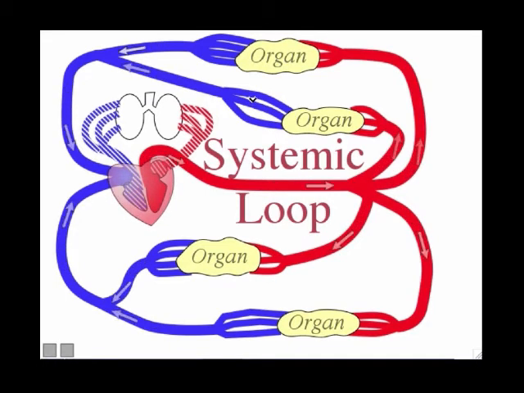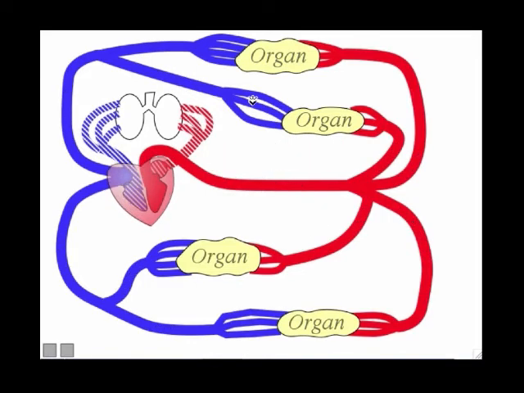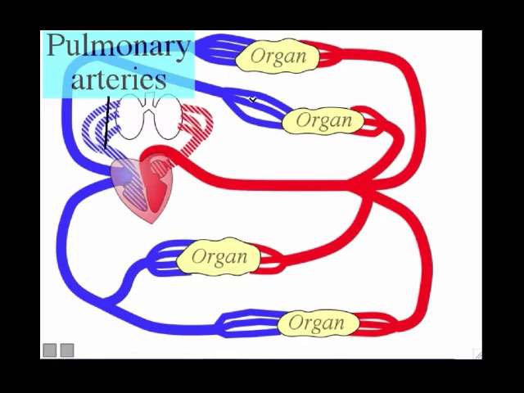Now, there are thousands of different blood vessels in the body, and each blood vessel has its own particular name. I'm only going to want you to know the names of the blood vessels that connect directly to the heart. And so let's look at those ones that connect directly to the heart. So let's begin right here.